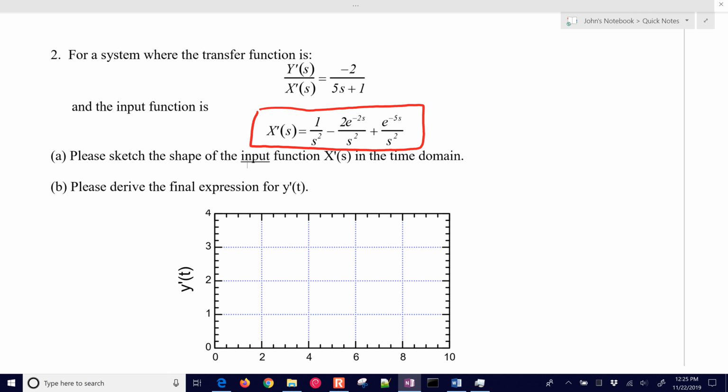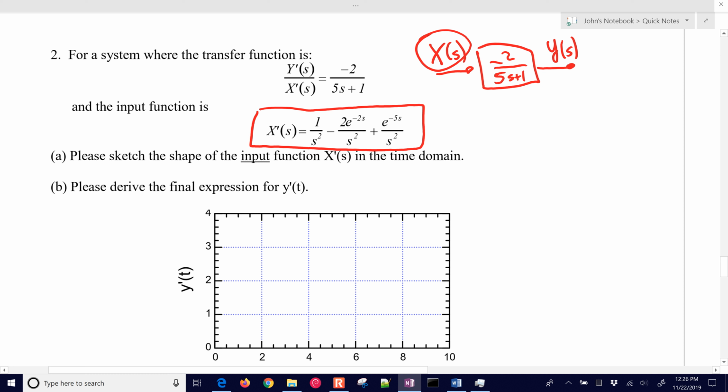Here's our system. We have this transfer function where we have x of s that comes in, and then the transfer function, which is minus 2 over 5s plus 1, and then our output, which is y of s. So we have a certain signal coming in, and we want to calculate what our response going out is if I gave it that signal coming in.